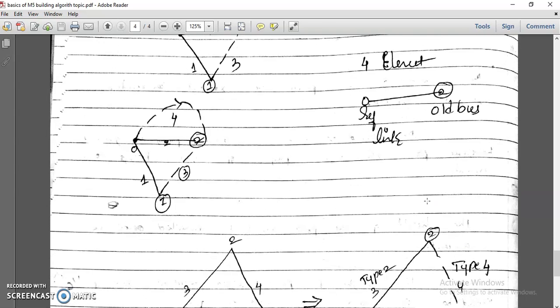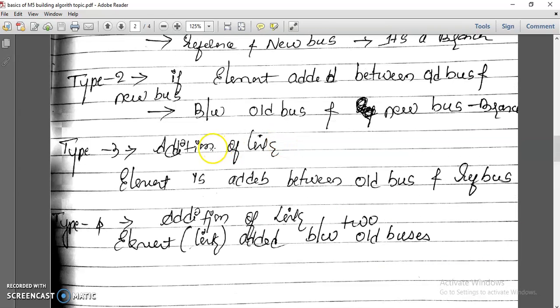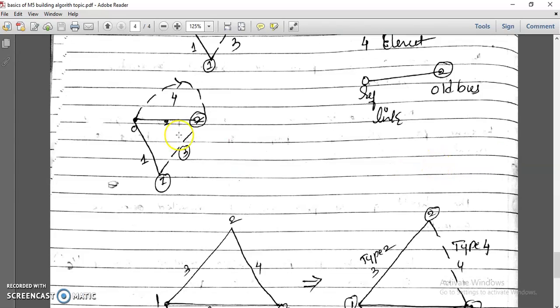Okay, so which modification is this? If a link is added between reference and old bus, that is nothing but Type 3 modification. You can see what this Type 3 modification explains here: an element is added between old bus and reference bus, which is nothing but a link. So now I am making this dotted.